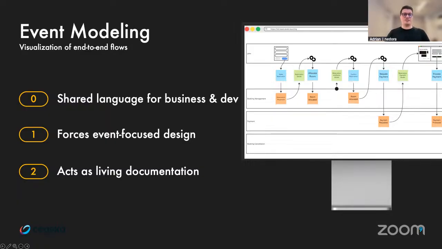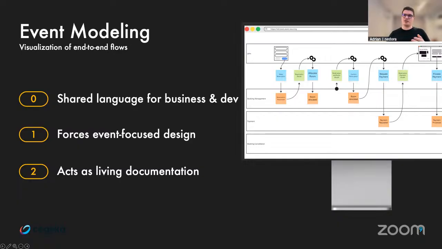It forces an event-focused design. So instead of just asking what's the current state, you can start asking what happened to get here. So what was the cause? And finally, those diagrams also act like living documentation, at least from a developer point of view. Teams will often keep them up to date as the system evolves, which is far more helpful than an out-of-date architecture diagram.